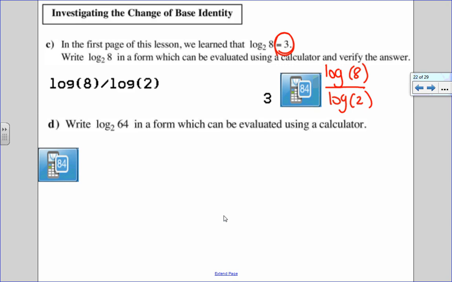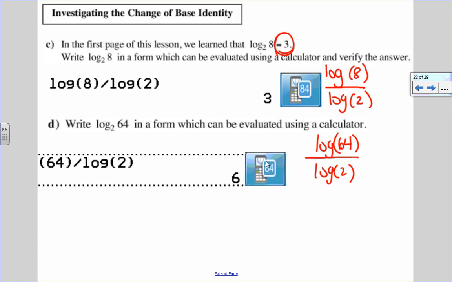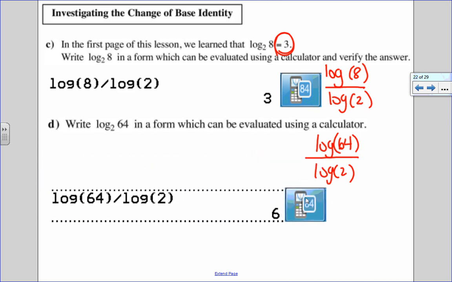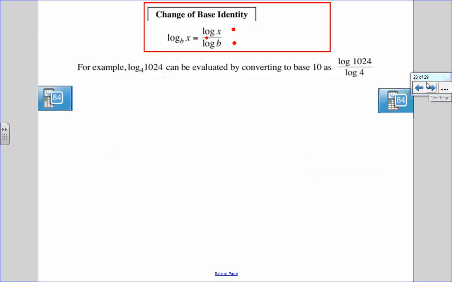Okay, let's try this next one. Log base 2 of 64. To evaluate it on the calculator, I can do log of the argument divided by log of the base. So let's try that. And we get an answer of 6. And I know that's right because 2 to the exponent of 6 is equal to 64. So it looks like we have a method that we can put these logs into the calculator when they don't have a base of 10.